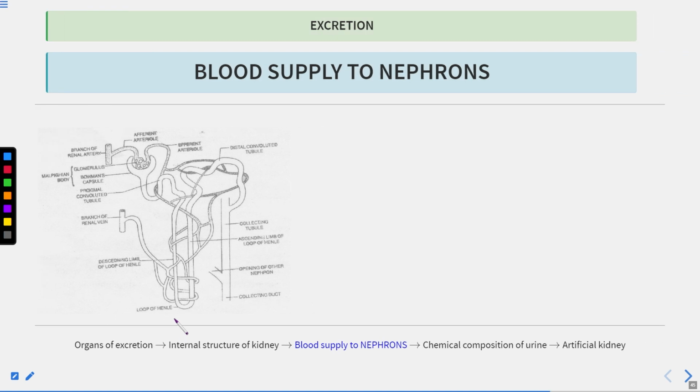So this is the image showing you the blood supply to the nephrons. Here what we have studied, first this is the Bowman's capsule, which is a cup-shaped structure. So this is the Bowman's capsule.